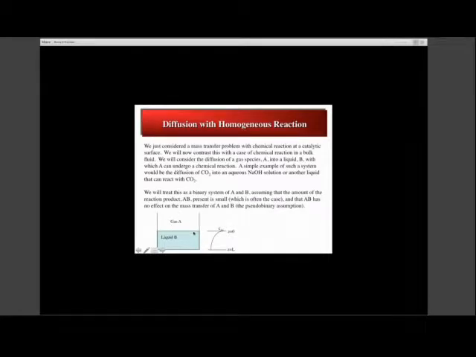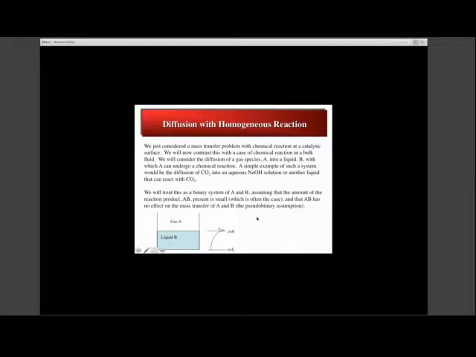And so we're going to look now at a case where we have a gas, A, that is well stirred, and it's diffusing into a liquid B that is quiescent, at least for the time being. We'll change that a little later. And this gas A reacts with B to form a binary species AB. A simple example of that would be carbon dioxide diffusing into, or absorbing into, something like a basic solution like sodium hydroxide.